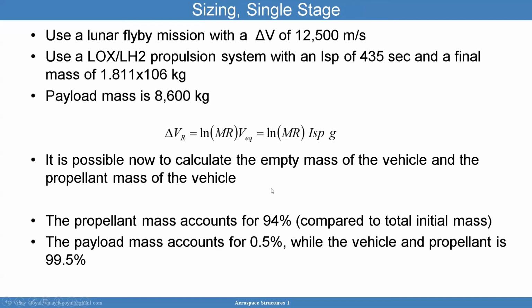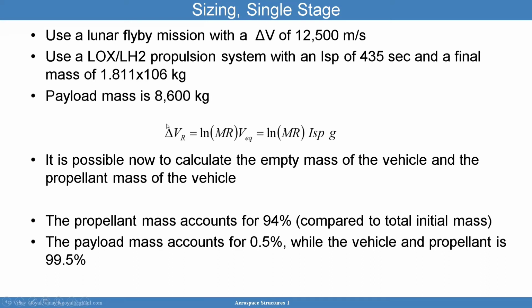So we can look at sizing a single stage. If you want to go to the moon, like a fly-by mission, just going by it, a delta V of 12,500 meters per second is sufficient. You can use a LOX-hydrogen propulsion system with an ISP of 435 seconds, and then it will have a final mass of 1.81 times 10 to the sixth kilograms. The payload mass is 8,600 kilograms, and then you can use this information to calculate the empty mass of the vehicle and the propellant mass of the vehicle to achieve this.